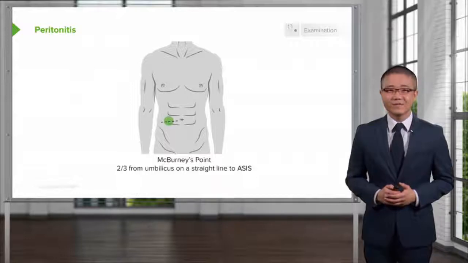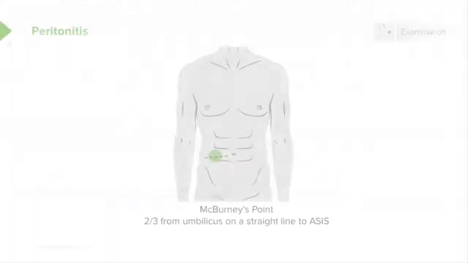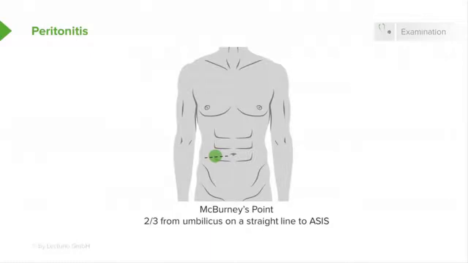Let's discuss the McBurney's point. The McBurney's point, as you see on this image, is defined as a point two-thirds of the distance from the umbilicus on a straight line towards the anterior superior iliac spine. Peritonitis at the McBurney's point is what causes the right lower quadrant tenderness classically associated with appendicitis.